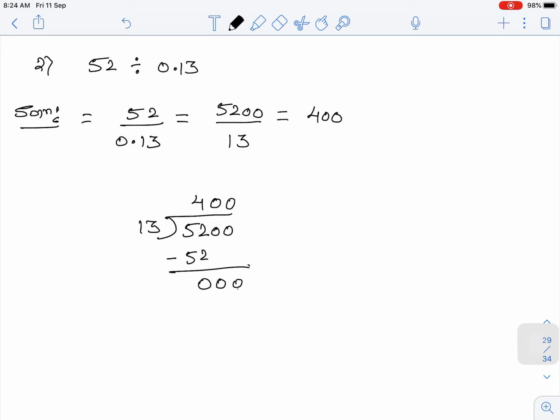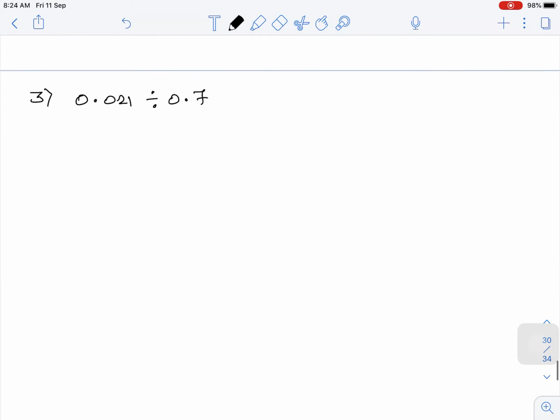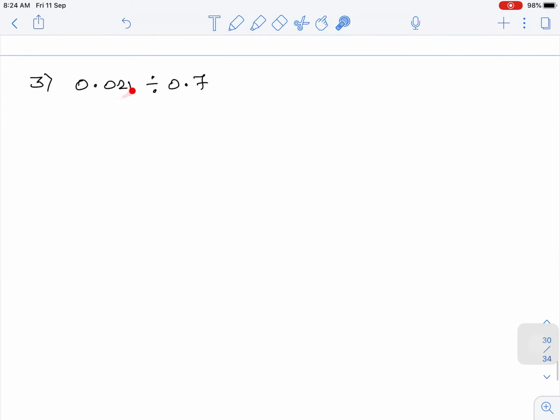So now in the next example we'll consider some different type of numbers. Different type of numbers means we are going to solve... Now again both the numbers are decimal numbers, but here both are with 0 point something. Okay, so let us solve it. Solution: here we have to divide 0.021 by 0.7.